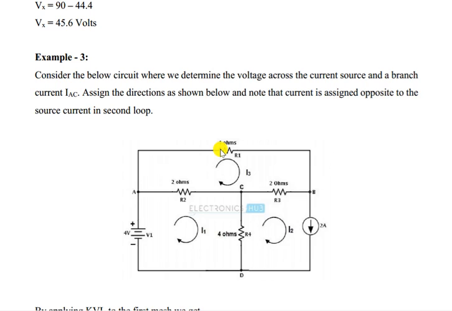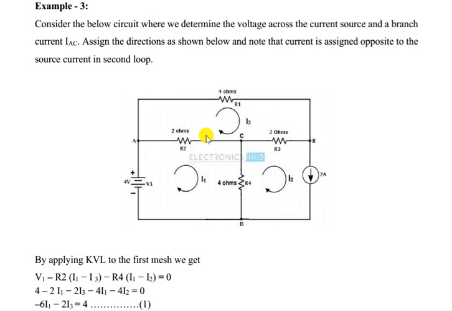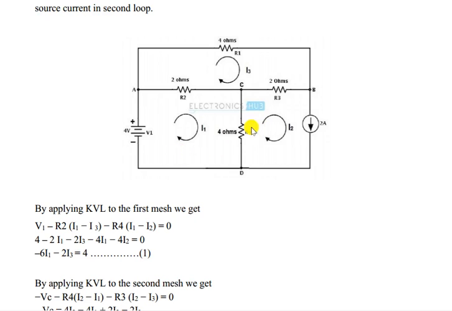Now say another example. In that case, you have to find out the voltage across the current source, so this one, and the current flowing through A to C, I of AC. Now we have got, if we write KVL for mesh 1, now 3 meshes are there, mesh 1, mesh 2, mesh 3, and mesh currents are I1, I2, I3.